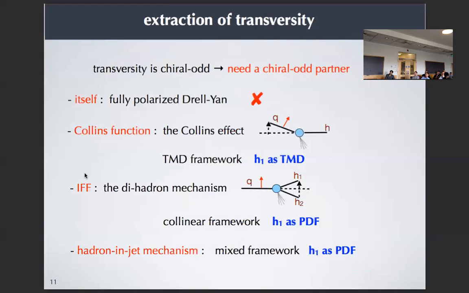And there is another mechanism which popped up recently. We heard from Elke's talk. It is called the hadron-in-jet mechanism, where you basically consider the Collins effect in the final state, but you extract the transversity as a PDF, a collinear PDF. So this mechanism is somewhat a hybrid between the two. Okay. In my talk, I will discuss the di-hadron technique to extract transversity, but when I come to results, particularly about the tensor charge, I will systematically compare with the results using the Collins effect and with lattice.